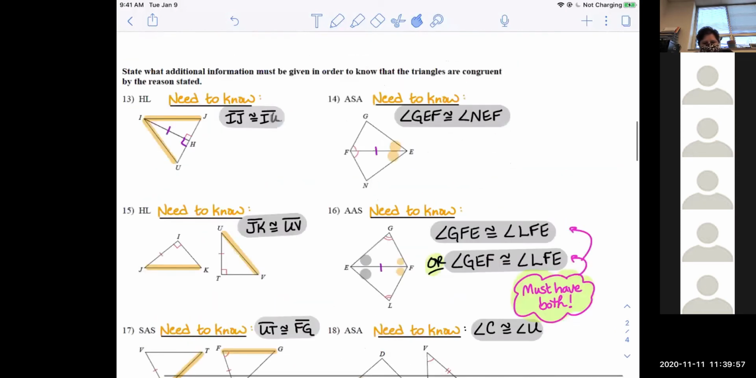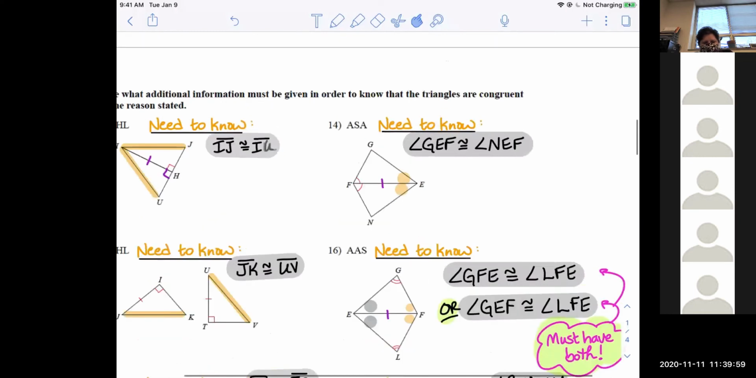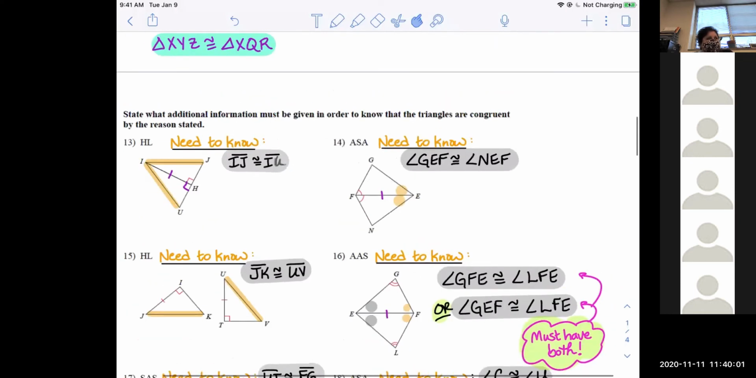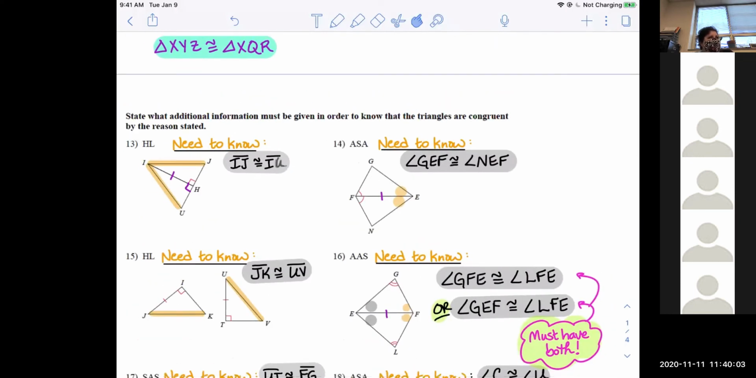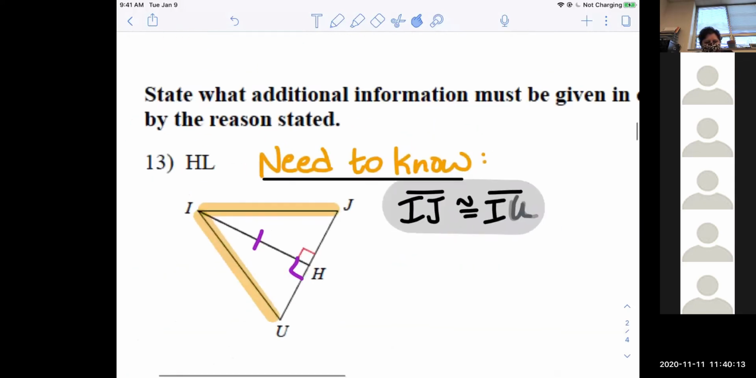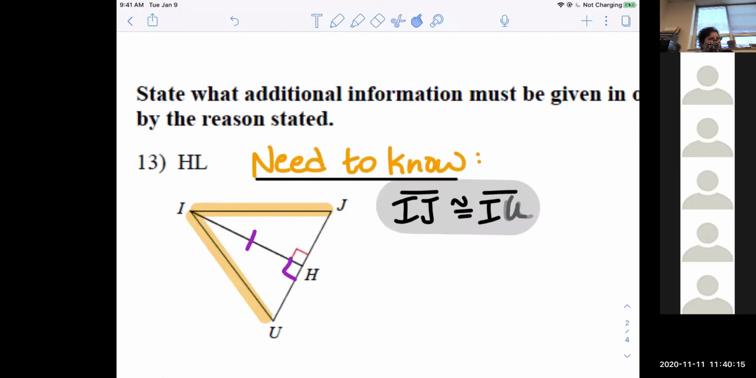Okay, on the next side, the next page, it's asking you to state what else you would need to know. This is not just mark it on the picture. This is actually write down the statement of what you would need to know. So for the first one, for hypotenuse leg, we already know that both of those angles are right angles because linear pairs is supplementary. And then we know that the IH segment is congruent to itself by reflexive.